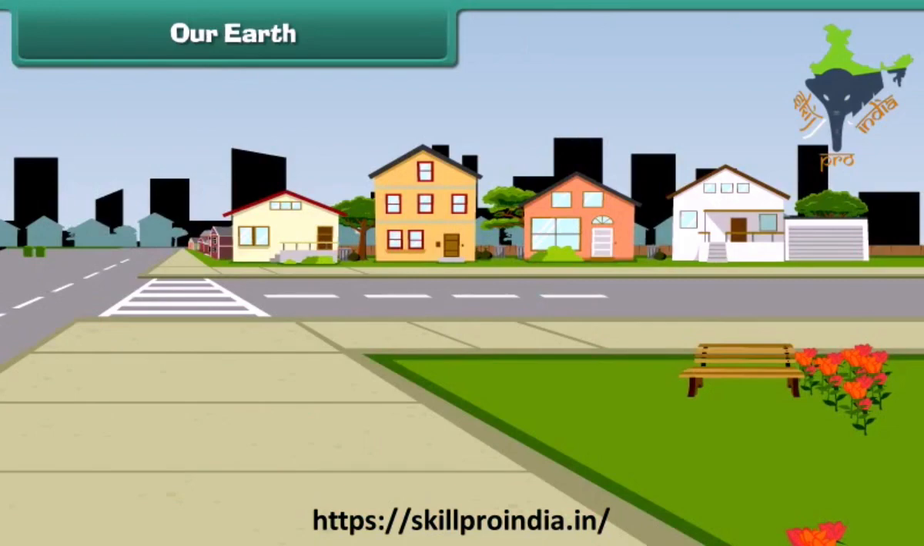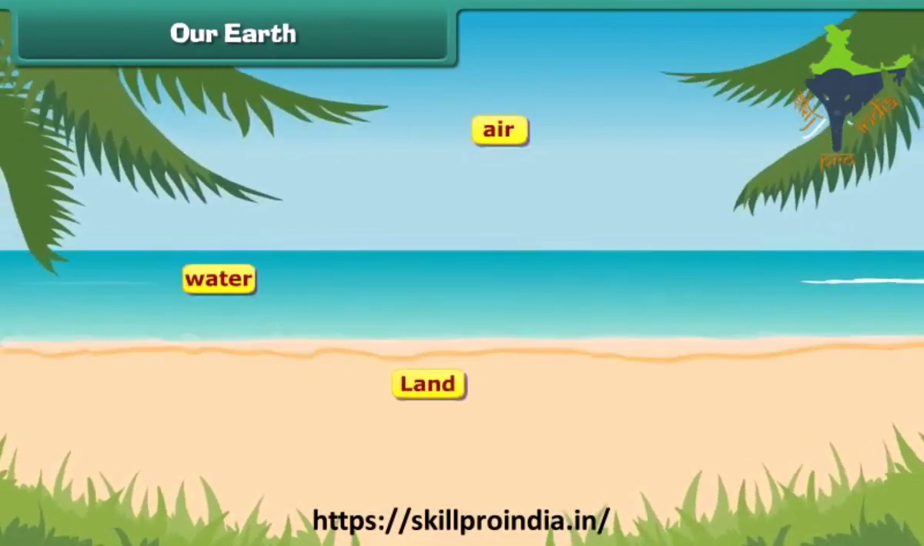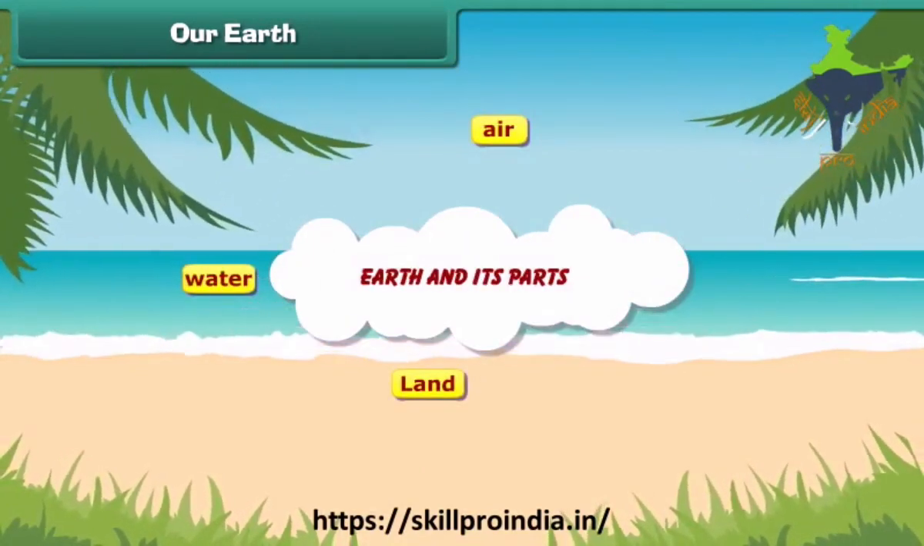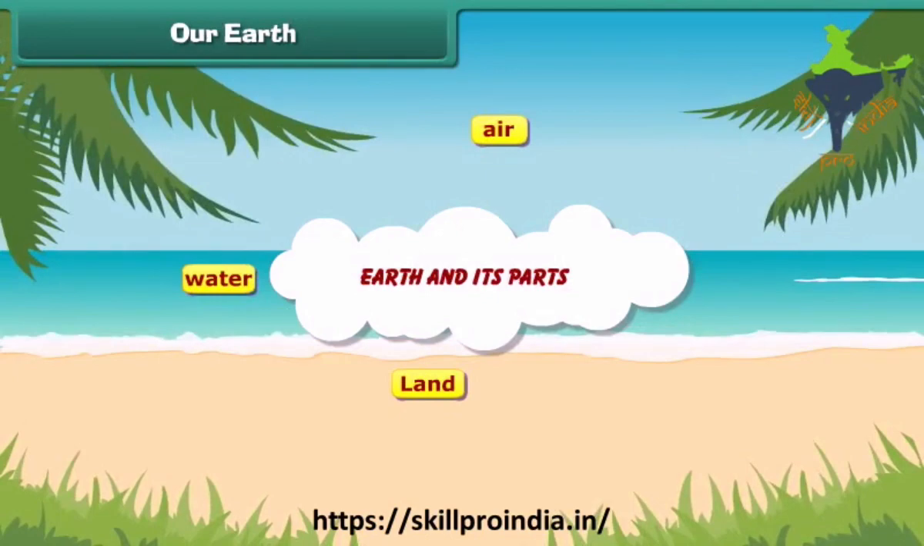It also gives us land to make roads, houses and buildings to live in and work, and parks to play around. The air, water and land are three major parts of our earth. Now let's learn about these parts of earth in detail.